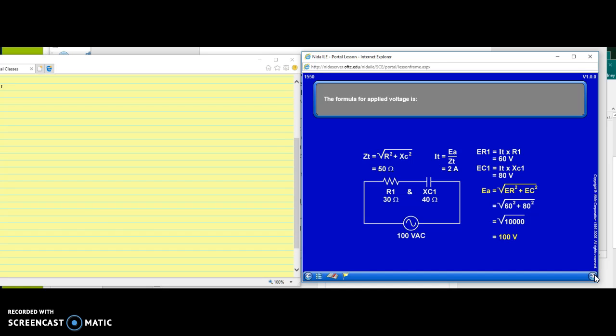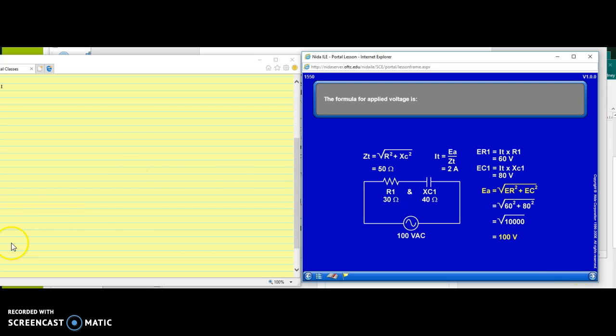So the formula for applied voltage is this formula here for ZT. It's a derivative of that. We have to take the voltage across the resistor, square it, the voltage across the capacitor, square it, add those, get the square root of that, and then we get the 100 volts. So you see that same formula kind of applies.